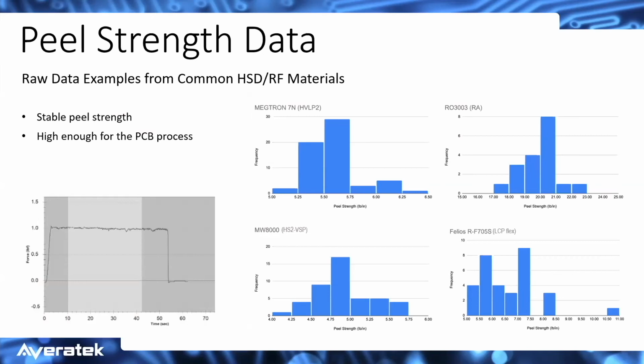So to measure peel strength, you can see the chart there at the left where that's measured. It shows 1 pound, but it's probably a 1/6 of an inch wide or 1/8 of an inch wide. So you have to multiply it by whatever that number would be, either 6 or 8 or something larger. And you can see what the numbers are. We usually measure a few dozen peel strips and then plot them, and we get the averages and the ranges there. You can see here we've shown the Megtron 7N, the Rogers 3003, the MeteorWave 8000, and the Felios from Panasonic. So they're all well above 4 or 5, in some cases much higher.